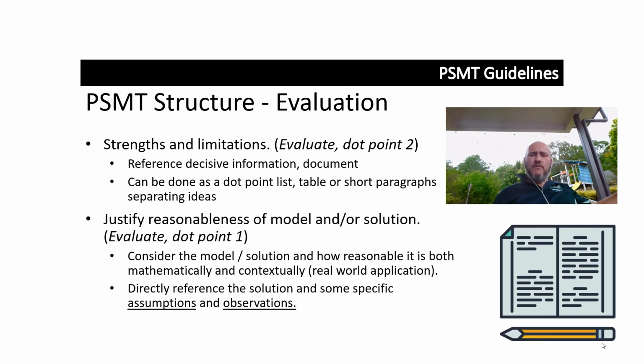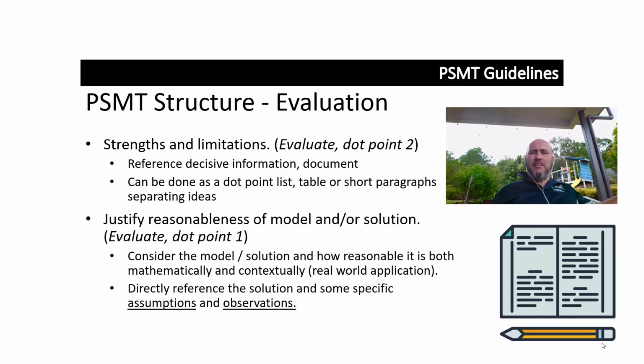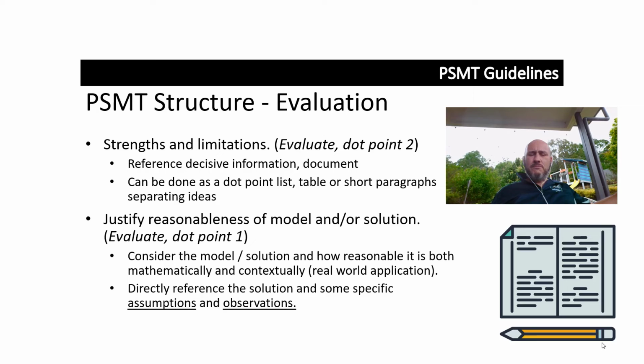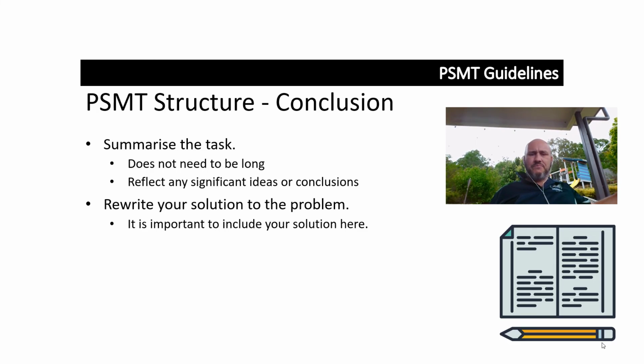You will need to put an evaluation in, and this is probably part of the body. So you'll have your strengths and limitations. We'll get to that. This is criteria 3. And you'll be justifying your reasonableness and maybe talking about your decisions depending on the structure you put together. So we'll talk more about these specific things, but there's some information there for you as well if you want to have a read of that.